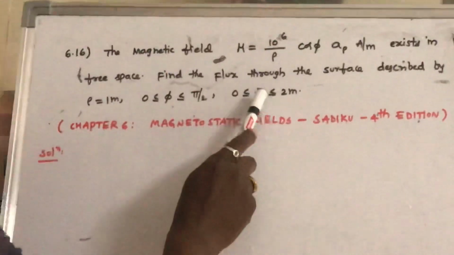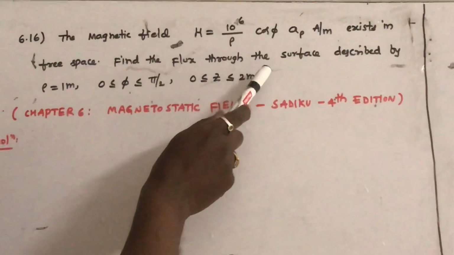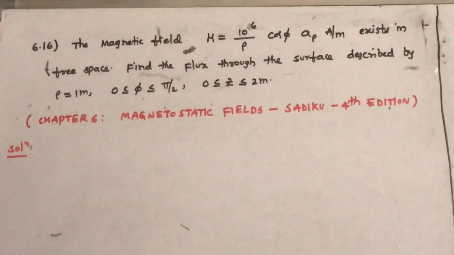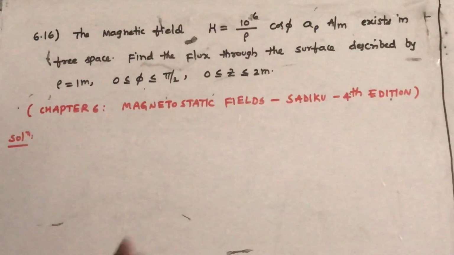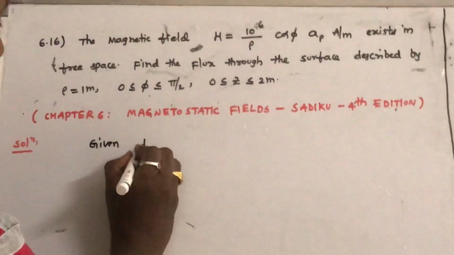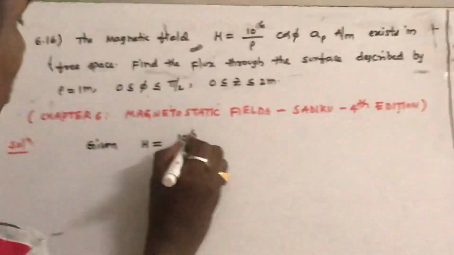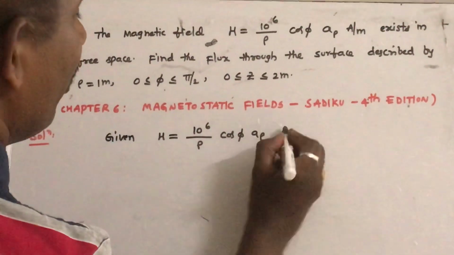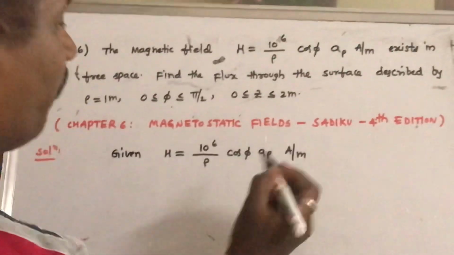Z is varying from 0 to 2 meters. What is the magnetic flux passing through the region defined by this? So this is a very simple problem. Let us see how to solve it. What is given? The magnetic field intensity H is equal to 10 to the power 6 by rho cos phi a rho ampere per meter.